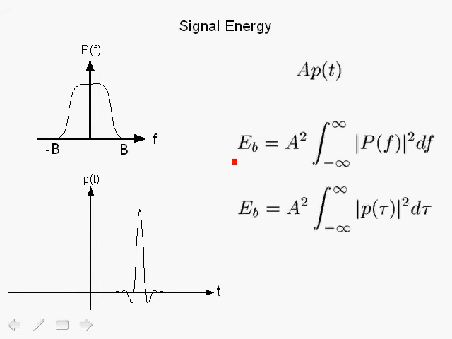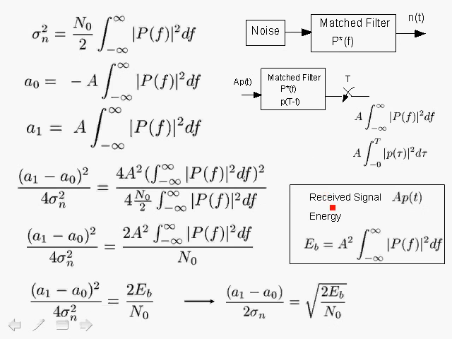Now recall the signal energy for the transmitted pulse with magnitude A, and this is the expression for E sub b, which is the energy per bit. So we summarize that over here. For the received signal, the energy is E sub b, the energy per bit, A squared times the integral from minus infinity to infinity of the magnitude of P sub s squared df. Then we can substitute here for Eb, so we get that (a1 minus a0) squared divided by 4 sigma n squared is equal to 2Eb over N0, so that (a1 minus a0) divided by 2 sigma n is just the square root of 2Eb over N0.